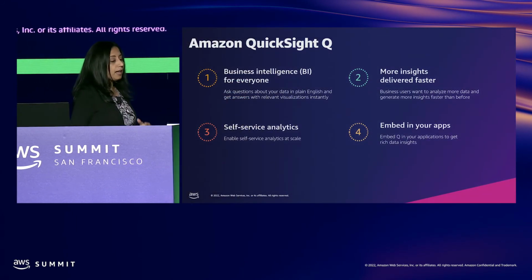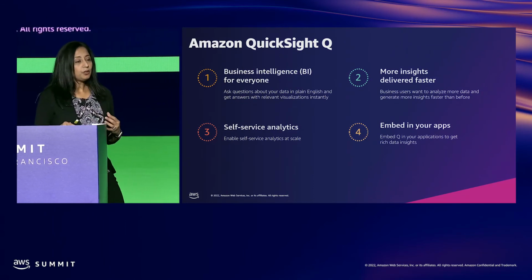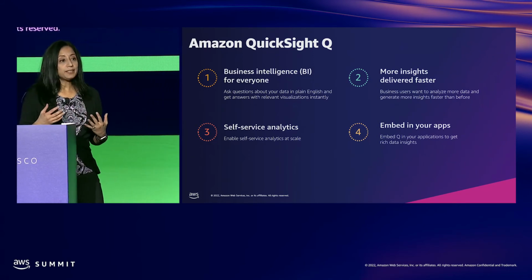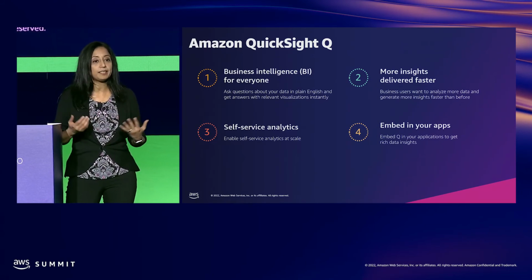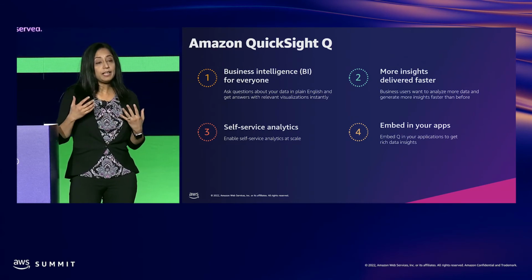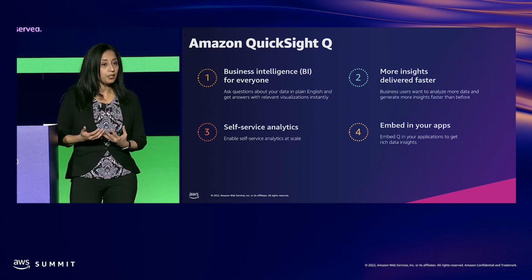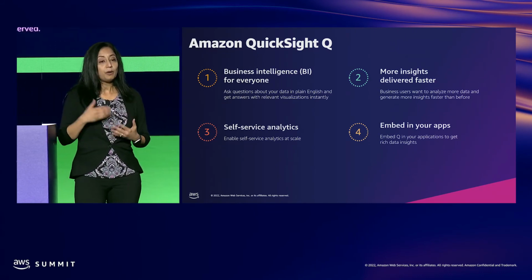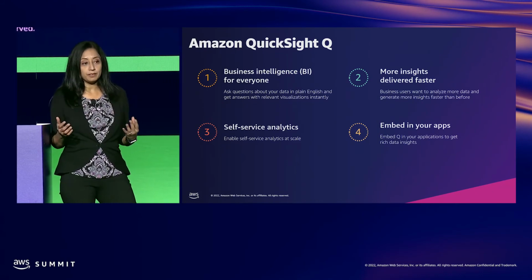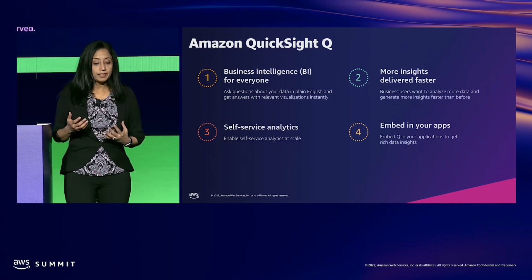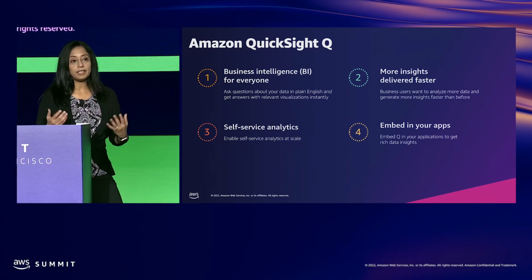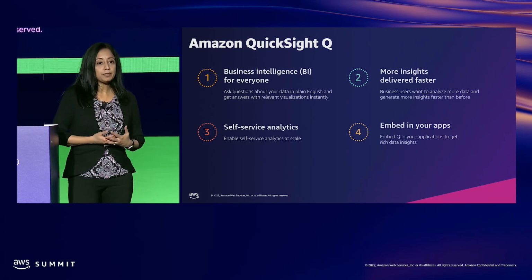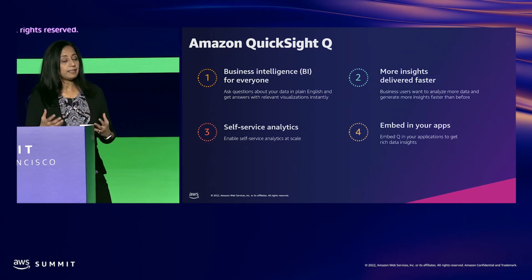So with Amazon QuickSight Q, you're really enabling business intelligence for everyone in the organization. Because Q is natural language enabled, as you saw here, there's no syntax to learn. Anyone in your organization can start asking questions on their data and get meaningful insights. And these insights are generated right away. You don't have to wait for anyone to pre-build those visuals. So business users can analyze more data and get faster insights than ever before. And Q really empowers them to self-serve and get these insights.